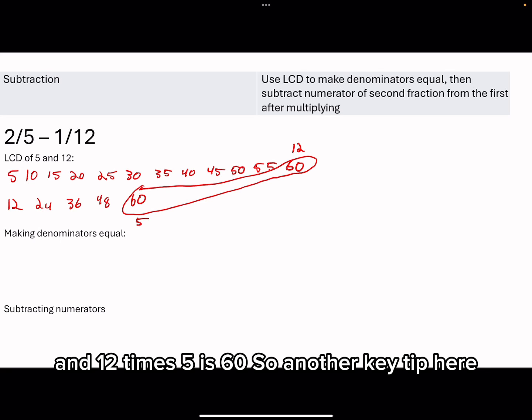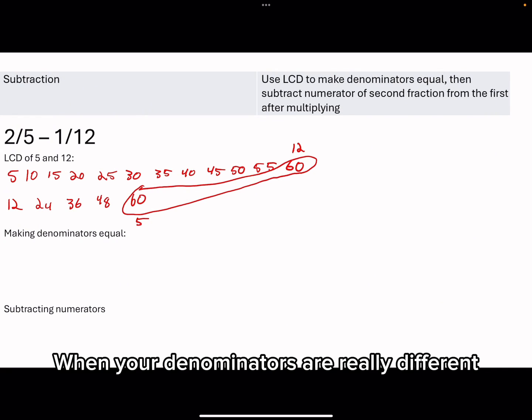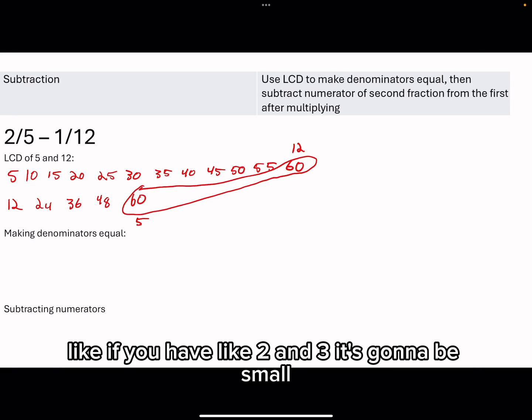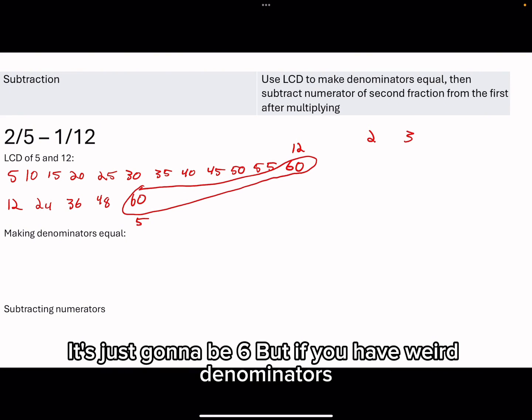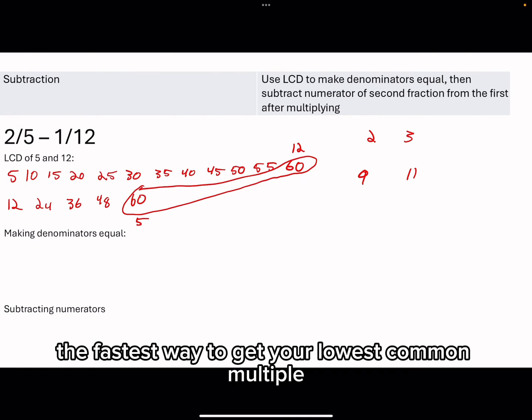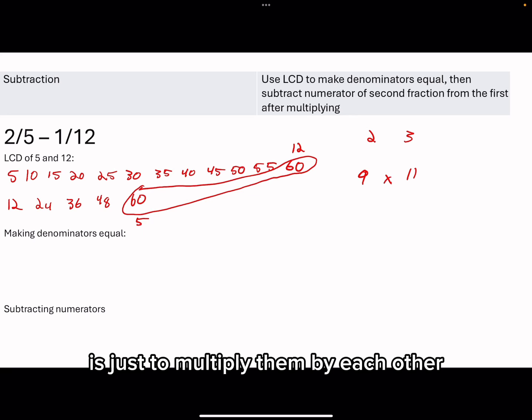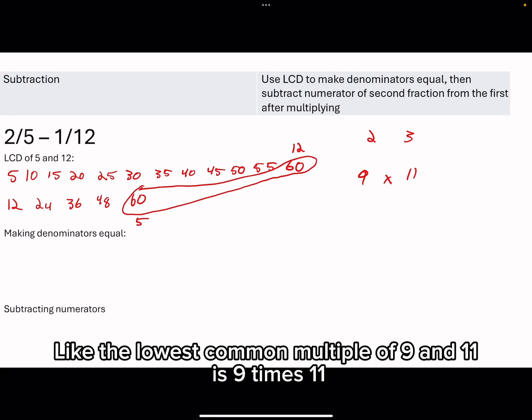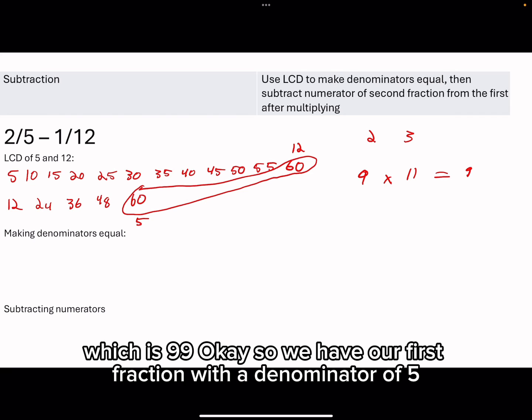So another key tip here: when your denominators are really different, like if you have 2 and 3, it's going to be small, it's just going to be 6. But if you have weird denominators, like if you had 9 and 11, usually the fastest way to get your lowest common multiple is just to multiply them by each other. Like the lowest common multiple of 9 and 11 is 9 times 11, which is 99.